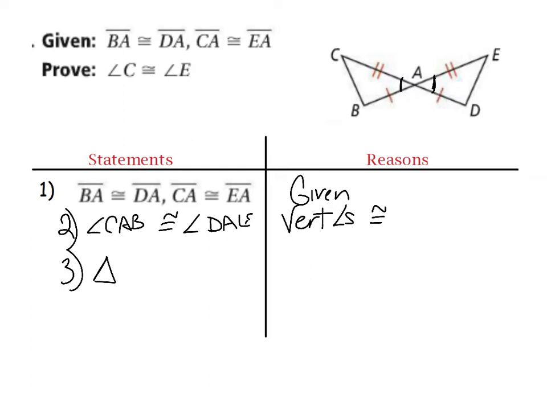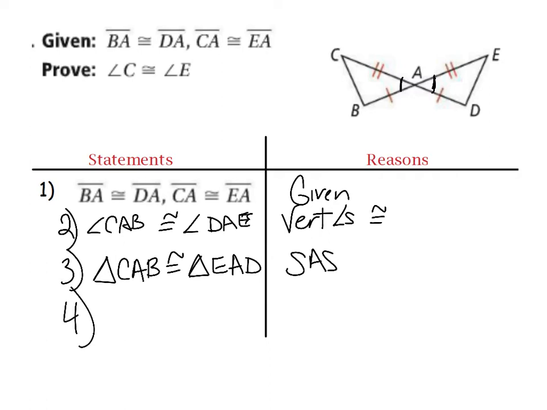I'm going to go triangle CAB congruent to triangle. C is going to correspond to E, it looks like. A corresponds to A, and B corresponds to D. Now my reasoning, let's look at it. I got two sides, and it looks like the included angle, so that would be side, angle, side. Okay. That's what we've been doing, proving the triangles congruent. Now you have one last step. Since the triangles are congruent, all their parts are. Specifically, angle C congruent to angle E. That's the CPCTC.